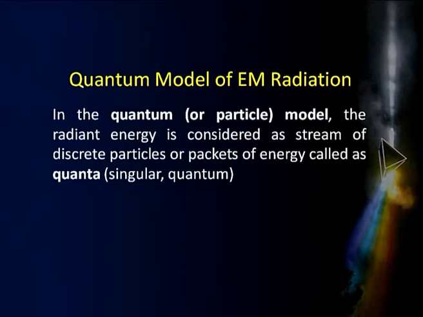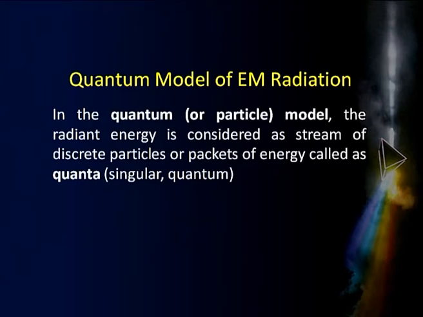Now, what we just discussed so far was in terms of a wave, because the way we visualize electromagnetic radiation was in terms of a wave. Since it was a wave, there were characteristics of the wave accordingly. Now, if you have learnt about quantum mechanics at some stage, you must have come across the quantum mechanical model of radiation, whereby this quantum model or the particle model says the radiation energy is considered as a stream of discrete particles or packets of energy called quanta, or in singular, quantum.